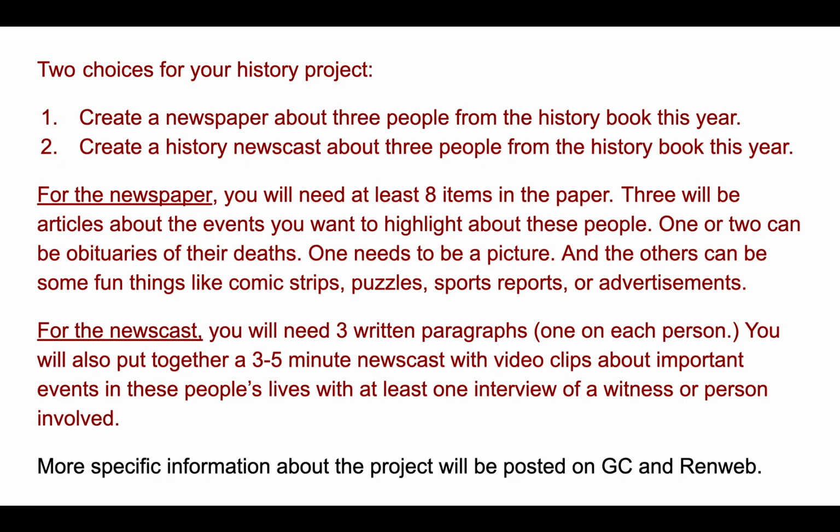For the newspaper, if you decide to go this way, you need to have at least 8 items in the paper. 3 of those will be articles about events that you want to highlight about the people. So, of course, you choose the people first. But then 3 of your articles will be about those people or events about their life. 1 or even 2, if you like, need to be obituaries. I would say probably you do 1 obituary, an obituary of the person's death. I will show you in the project sheet a little bit more about that.